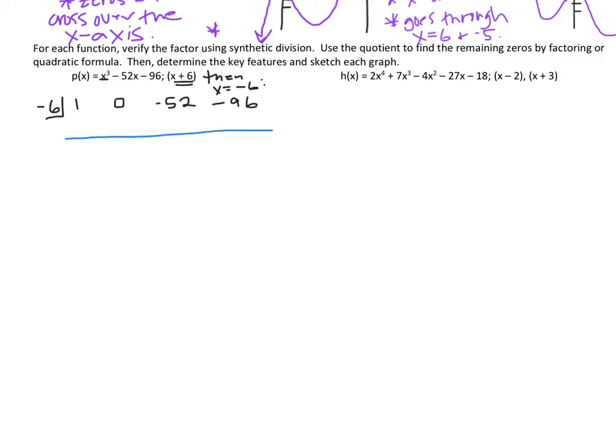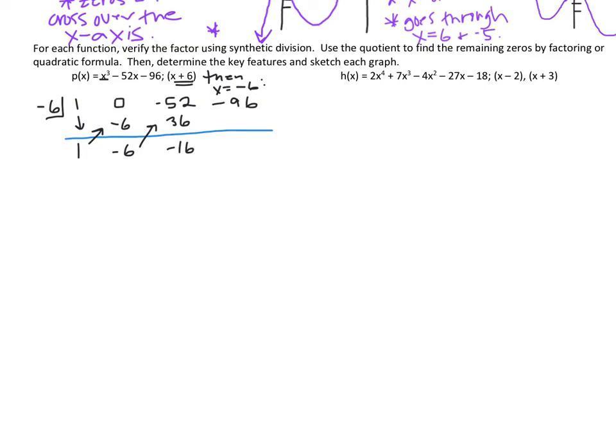All right, let's put this to the test with synthetic division. Drop that first coefficient straight down. Anything below the blue line, multiply it to the penalty box. 1 times negative 6 gives us negative 6. If we add that column, 0 minus 6 would be negative 6 again. Multiply that with the penalty box. Negative 6 times negative 6 is positive 36. If we add the column now, we have negative 52 plus 36. That gives us a sum of negative 16.